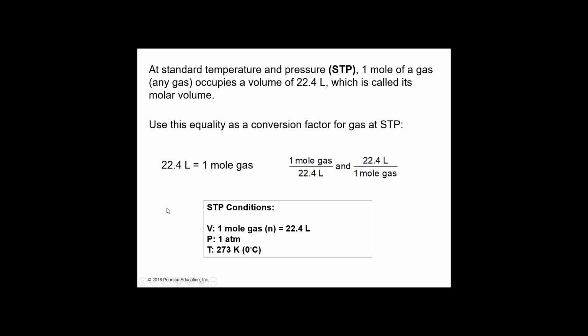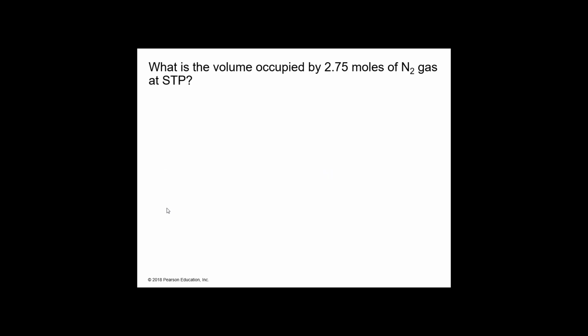Now here's the thing. Problems don't always tell you what the conditions are or remind you what they are. They'll just tell you it's at STP conditions, and this is one of those things that you're just supposed to understand, that is what the conditions are. 273 Kelvin, 0 degrees Celsius, 1 atm. So let's do a problem.